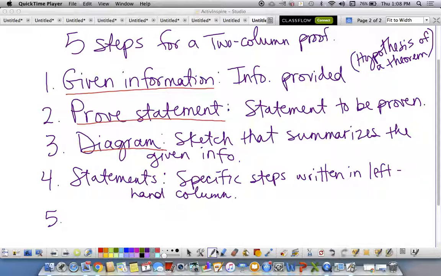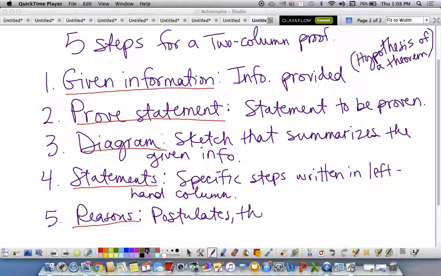And last, but certainly not least, will be our reasons. Or like in our algebraic proofs, they were our justifications. So if it says provide a justification, they're saying what are the reasons that this is true. So reasons can be postulates. They can be theorems. They can simply be definitions or properties used to prove.